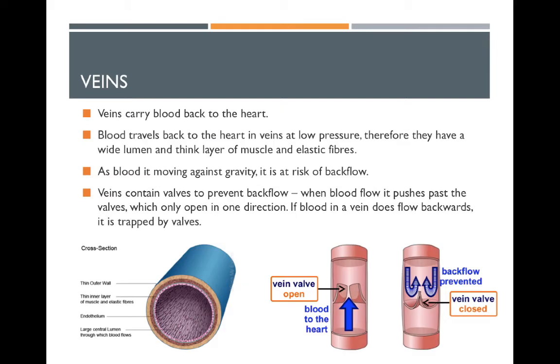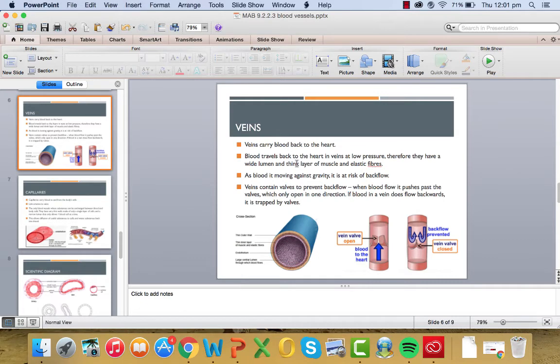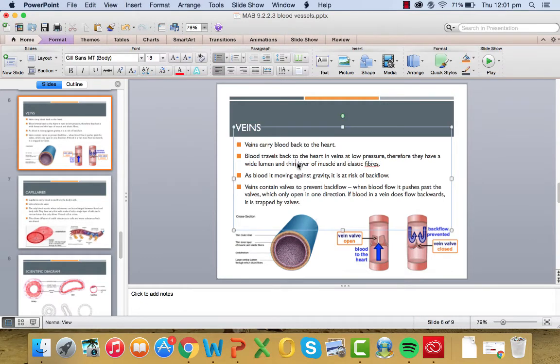All right, next one we're going to look at is veins, okay? Veins carry blood back to the heart, all right? Blood travelling back to the heart is at a much lower pressure than blood travelling away from the heart, okay? Because it's at such low pressure, veins have a wide lumen and a thin layer of muscle and elastic fibres. Sorry, that says thick and it should say thin. A thin layer.